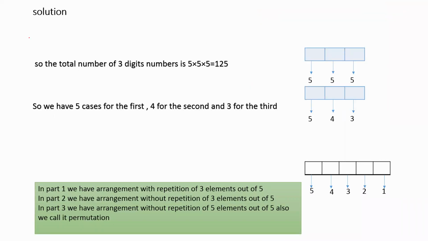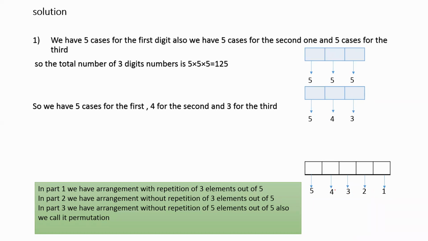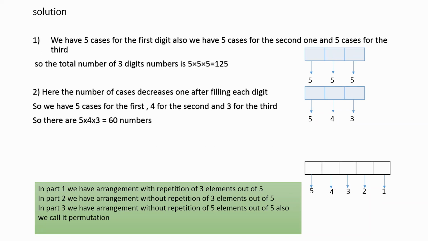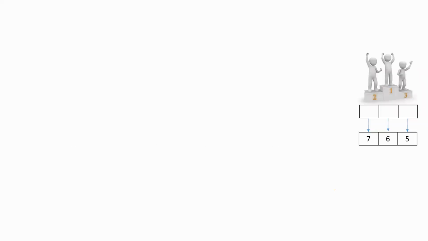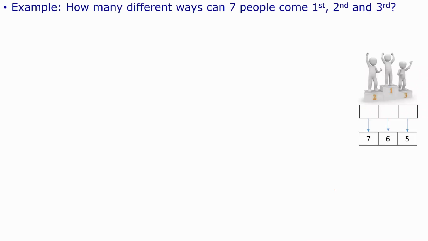Okay, this is the solution. The first one is 5 times 5 times 5. The second is 5 times 4 times 3. And the third one is 5 times 4 times... I won't write this one. This is the solution.